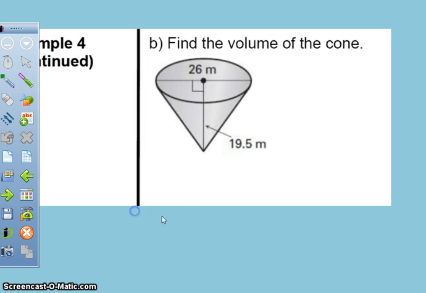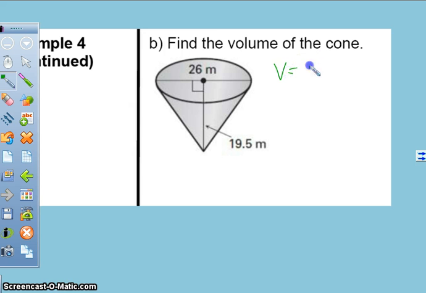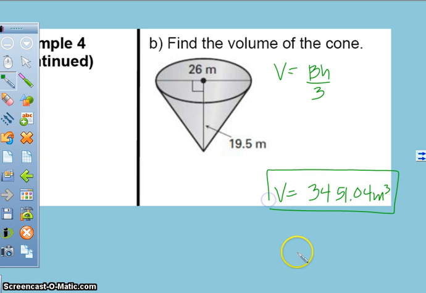I'd like you to move on to the next example. This is example 4. Go ahead and pause the recording. I will write the formula down. Pause the recording, and in the end, I will tell you what the answer is. The answer for volume is 3,451.04 meters cubed. Good job today.